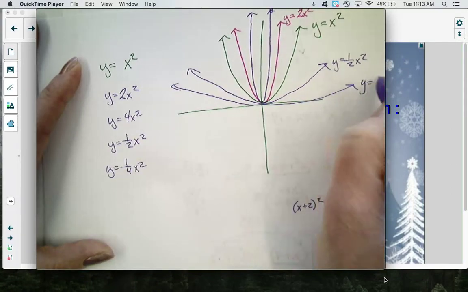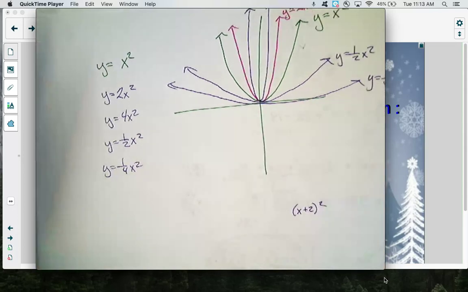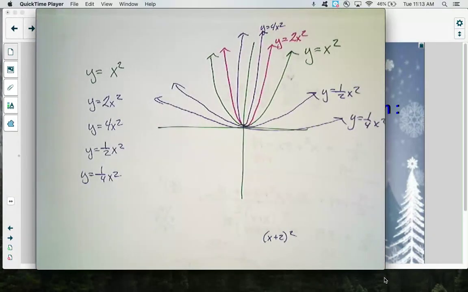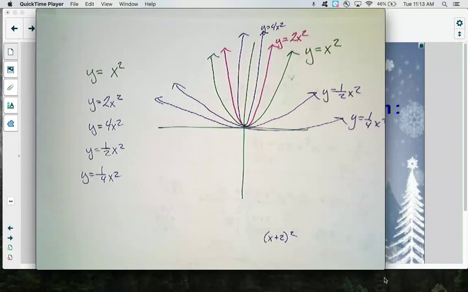So what this value out in front is doing, is it changing my roots at all? And again, these are rough sketches. They're not exact. But are my roots changing? No. Is it shifting up, down, left, or right? No. What it's changing is actually the shape of the parabola.